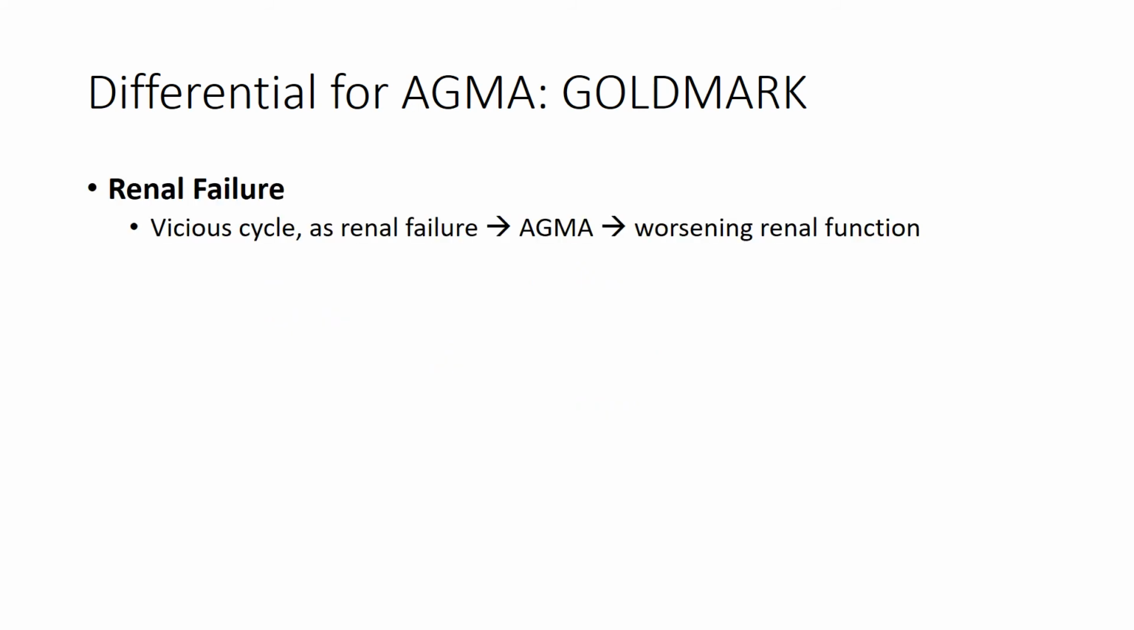Next is renal failure. Could be a lecture on its own, but it's a vicious cycle. Renal failure can actually lead to anion gap metabolic acidosis, which can then worsen renal function, which can worsen the anion gap. It's a vicious cycle that needs to be addressed relatively early on.